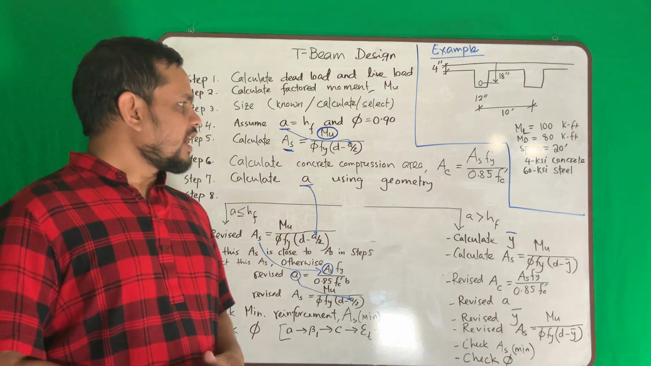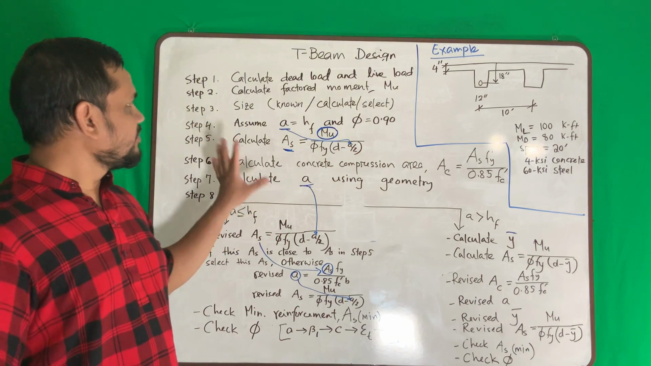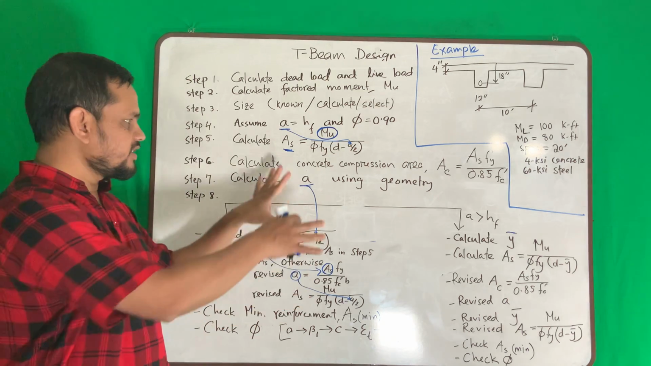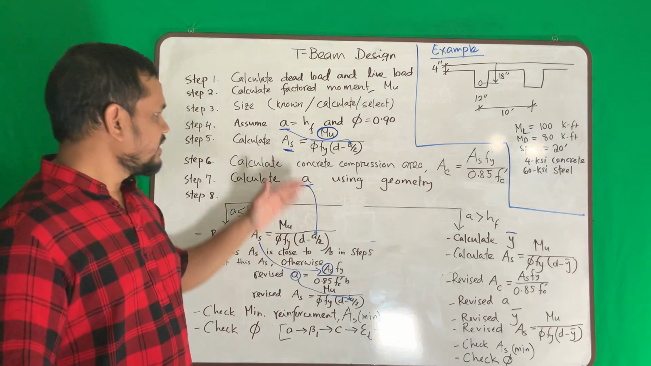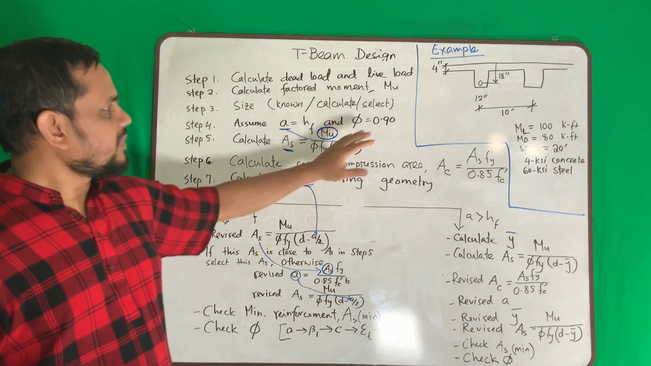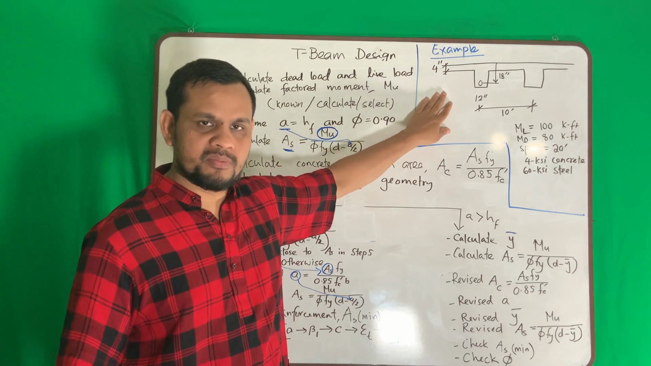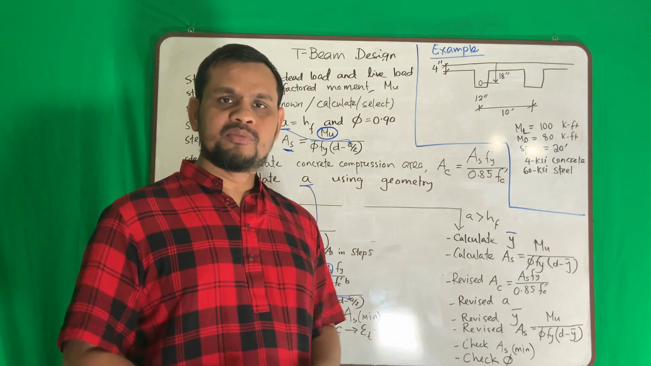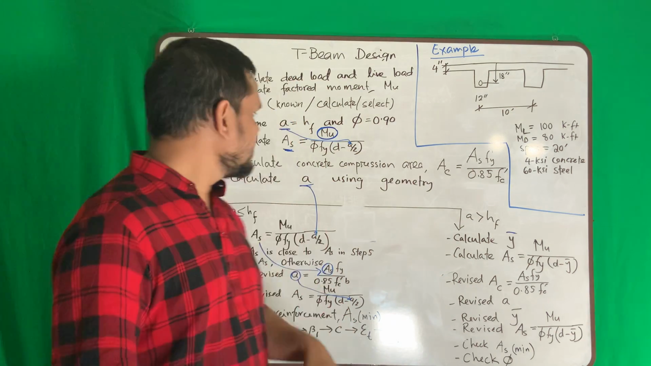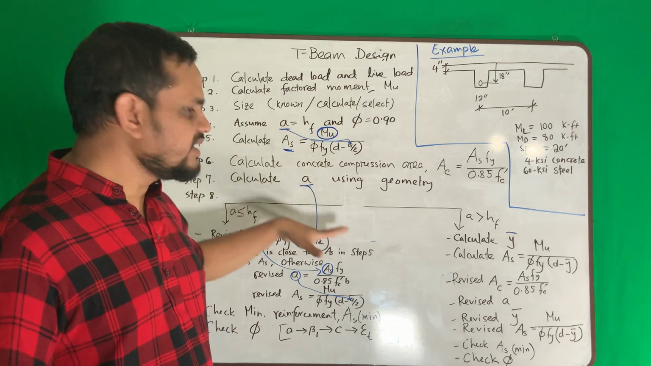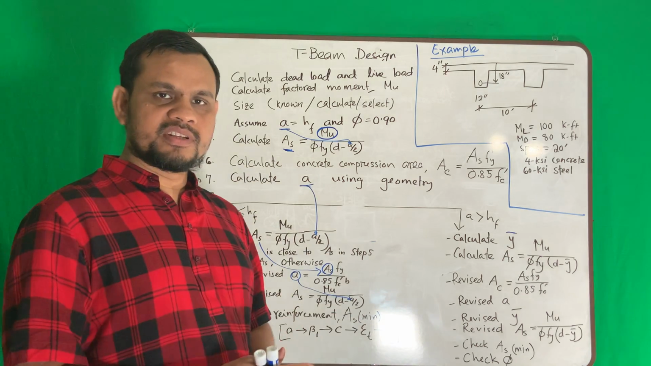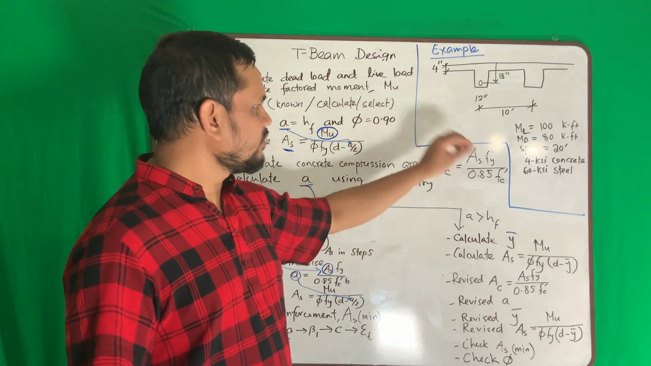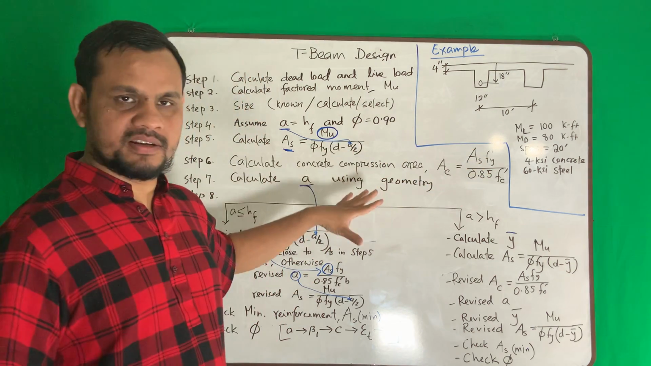This time I will solve an example of T-beam design. This portion I already kept here. It is from my previous video, the steps of T-beam design. My example is here. It is from your book. The reason I am solving from your book is because your book did not solve the problem this way, step by step, or they use different terminology. So I am solving your book problem so that you can match it.